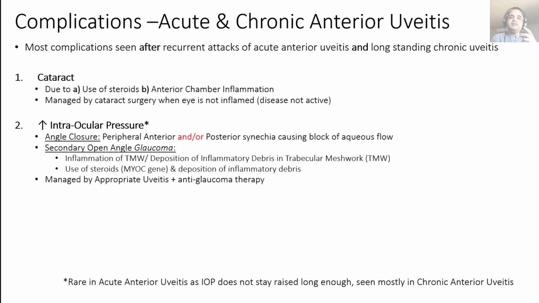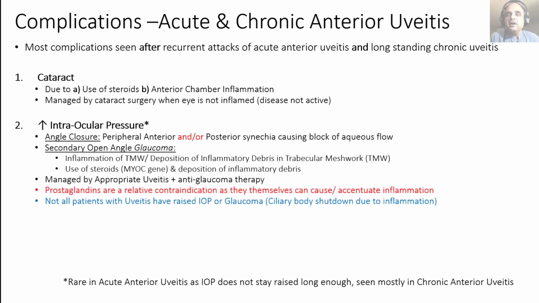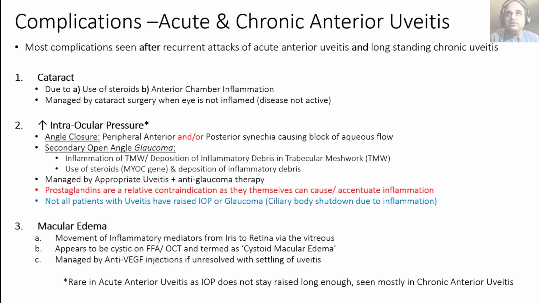Secondary open angle is if you have been taking steroids, or you have inflammation of trabecular meshwork or deposition of inflammatory material in trabecular meshwork. So either of these things can cause a secondary open angle, and you manage this appropriately by using anti-glaucoma therapy together with therapy for uveitis. Prostaglandins are not used when you have active disease because prostaglandins themselves are mediators of inflammation.